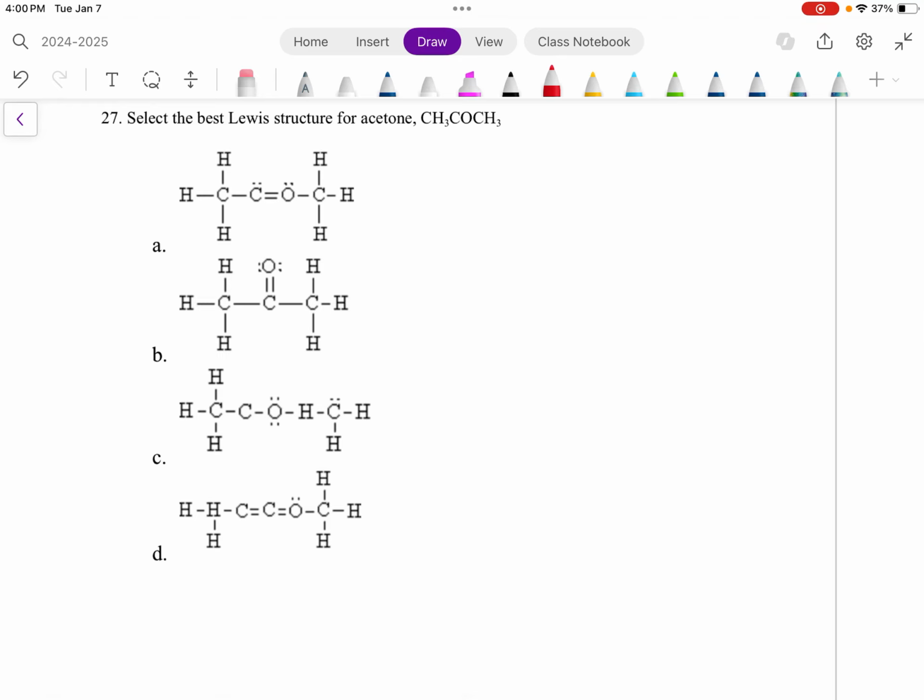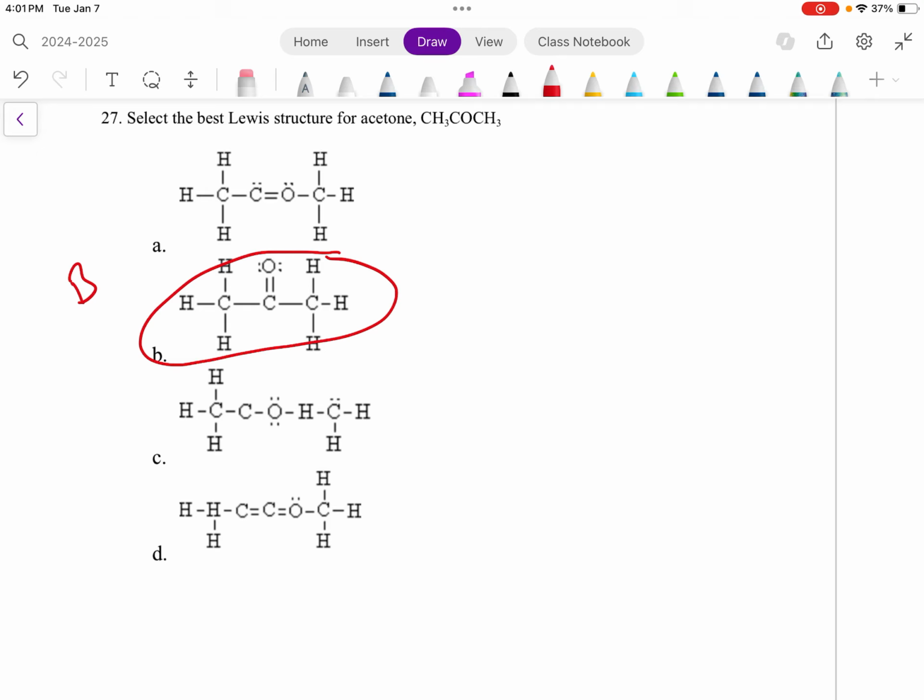The best Lewis structure for acetone. This one was a little tricky, but really we're looking for formal charges. So you're looking for the best option that's going to give everybody 0 formal charges, and then just keep the molecule kind of symmetrical there. So the best answer here is this one here. That one gives everybody a 0 formal charge. Everybody's bonding the way it wants to bond.